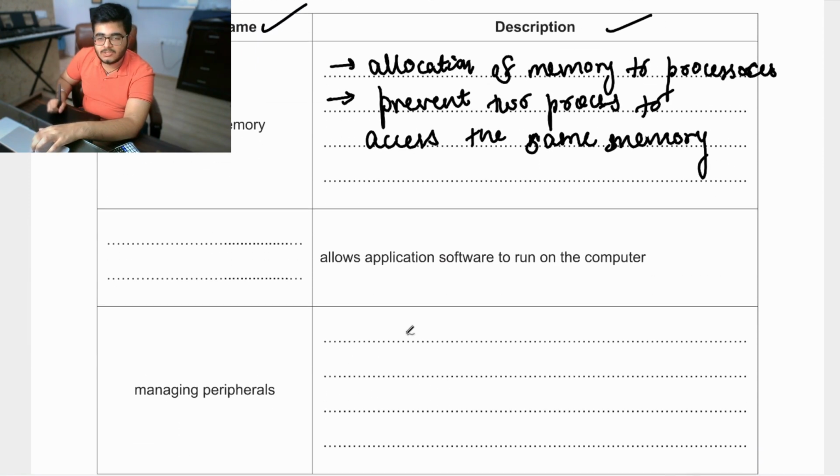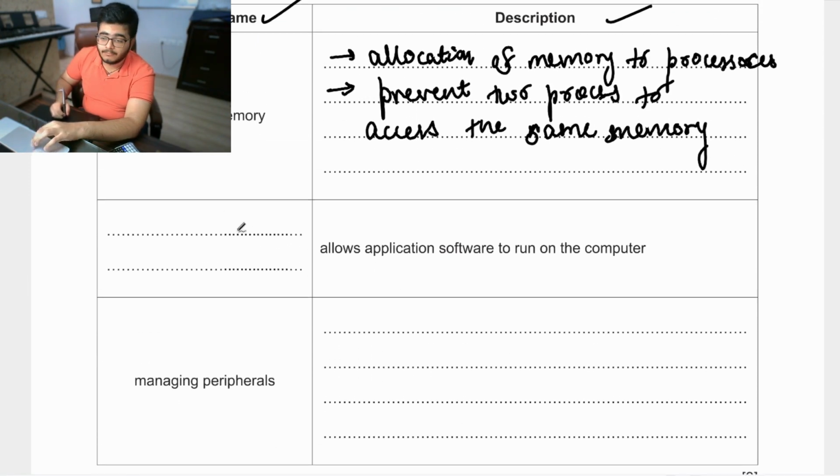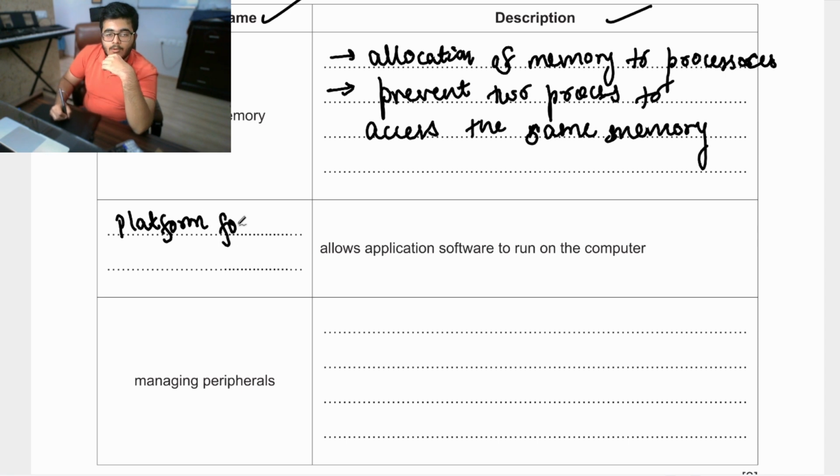Okay, allows application software to run on computer. What allows application software to run on computer? Platform for running applications. So you're going to write platform for running application.